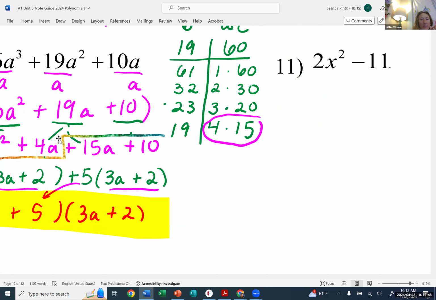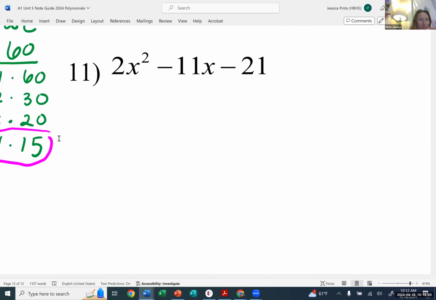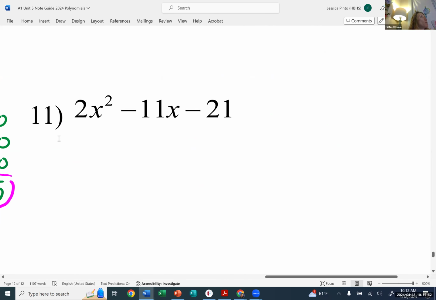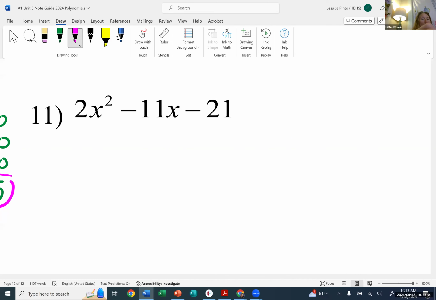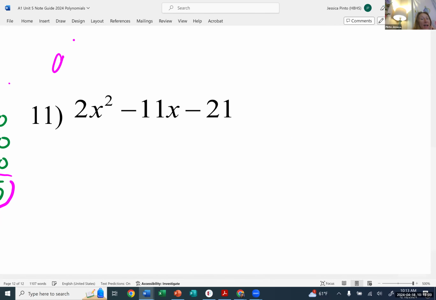Let's do the next one together. This one's going to be somewhat more challenging because there are negative signs. Let's get started. Because there's no GCF, we're right away going to start by identifying A, B, and C.